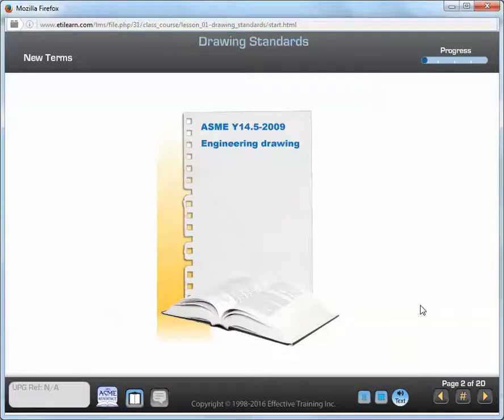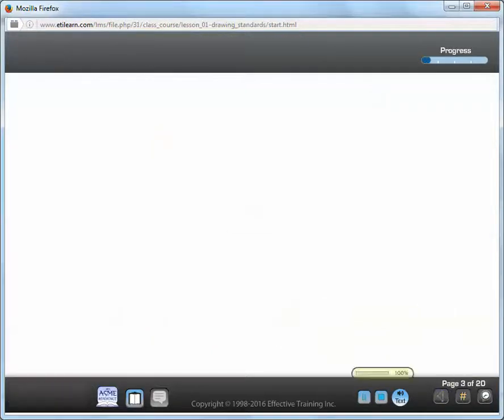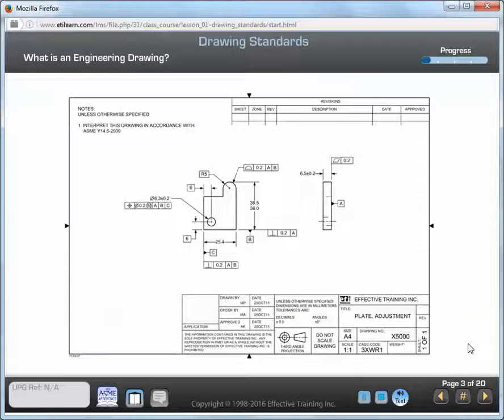These are the new terms introduced in this lesson. It's important for you to know these terms in order to understand drawing standards. This lesson discusses engineering drawings, dimensioning and tolerancing, and the importance of standards. First, you'll learn about engineering drawings, the documents that most companies use to communicate product requirements.